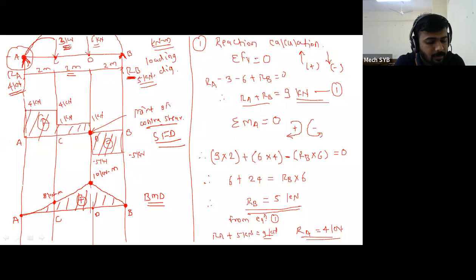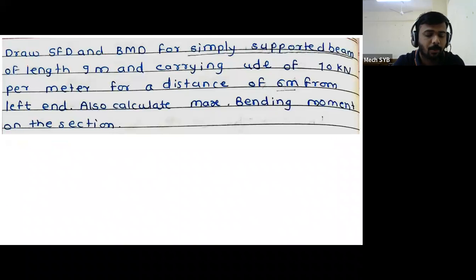Okay. So I hope everyone has understood, by giving the replies through unmuting your mic. Okay, great. So this is the first and very simple problem we have discussed, where the beam is subjected to the point load. Now we'll take the next problem.